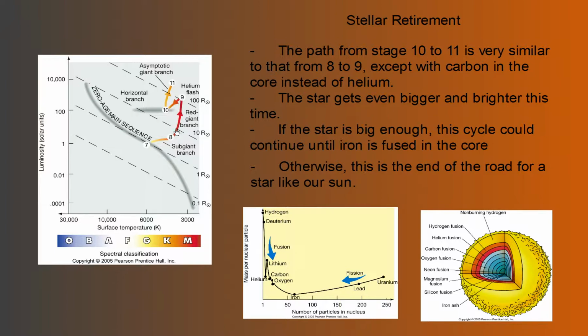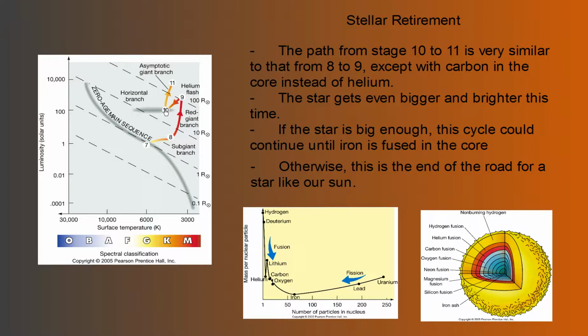So from 8 to 9, as you saw, we had hit basically a stopping point where we couldn't fuse helium into the next heavier element, carbon, and so the helium core was shrinking, greatly increasing in temperature, expanding out the outer layers of the star from 8 to 9.